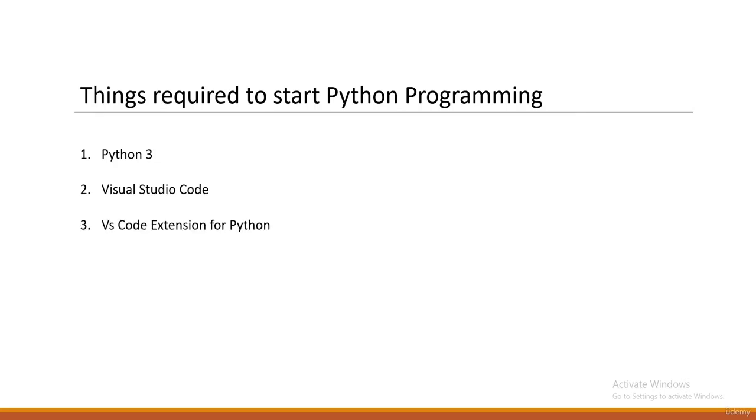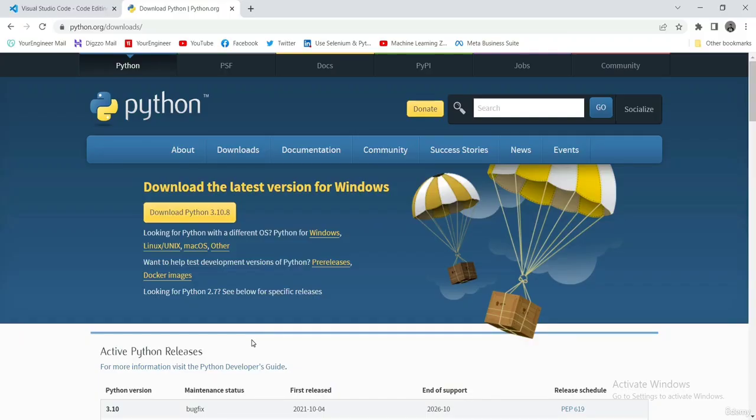After that, we need the Visual Studio Code extension for Python. So how to install it? What are the things? Let's see. First, you will go to the Python website. The link of this website is given in this course. You can find it there. You just go there and download Python. Once you download it, you simply install it.